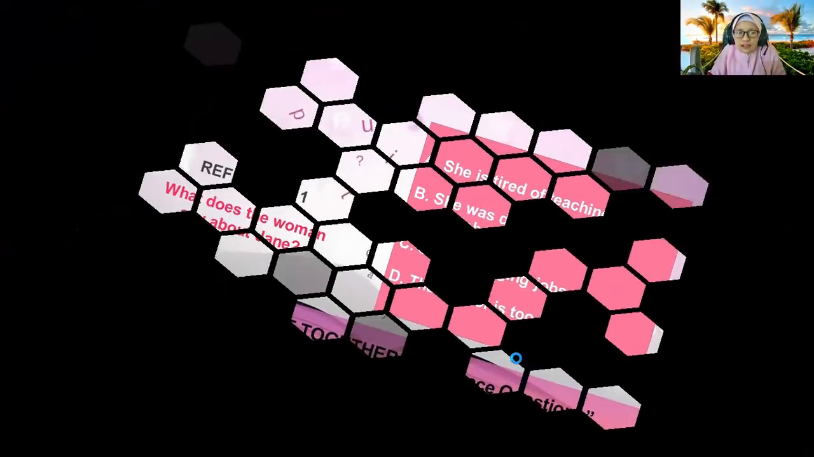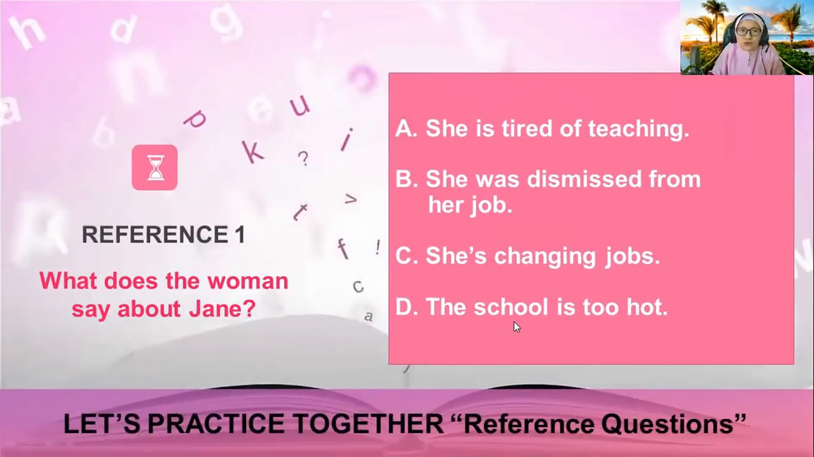Okay, next we come to the reference question, number 1. On the reference questions, you have to catch the statement that has a similar meaning with the idea of the speaker. Yang semakna, similar meaning.